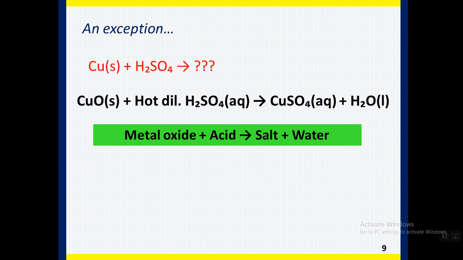So if we react copper metal with sulfuric acid, would they react? No, they would not react, because here copper needs some special conditions. Copper oxide has to be reacted with hot dilute sulfuric acid in order to get copper sulfate salt and water, right? Here the metal oxide is the one which reacts with acid to form salt and water.